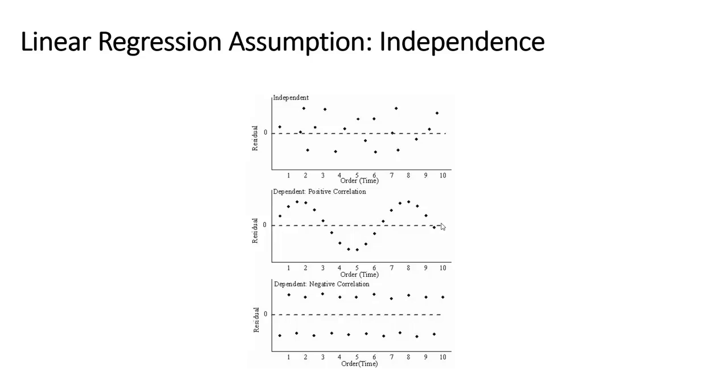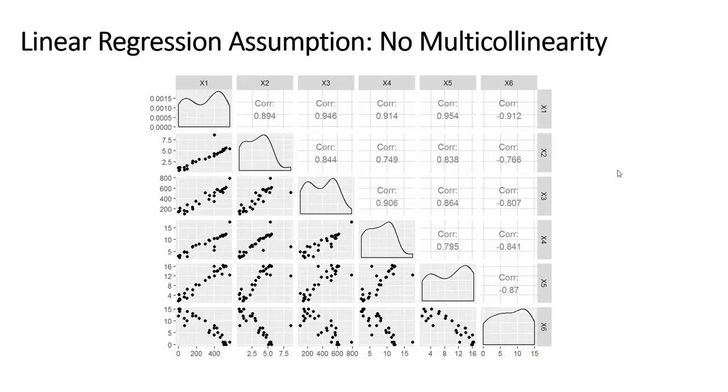In that case, the values are dependent on time. Time can have a positive or negative association with the variable being evaluated. Another assumption is multicollinearity. This is a concern when you have multiple independent variables, or variables you're trying to use to predict the dependent variable.